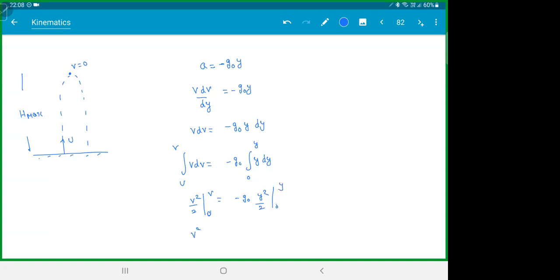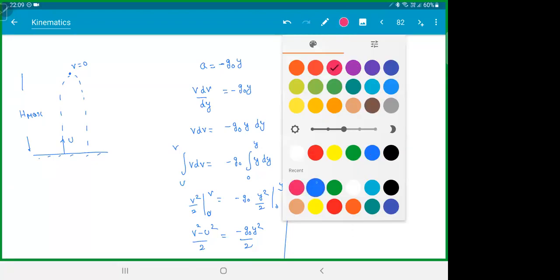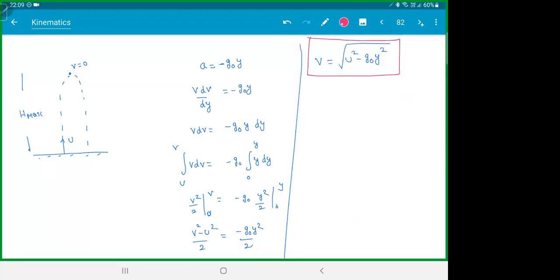So this thing will be v square minus u square by 2, equal to minus g naught y square by 2. So this gives you v square is equal to u square minus g naught y square. This is your velocity as a function of y. How to use this, we'll see later on. Put a square root. This is your velocity as a function of y.